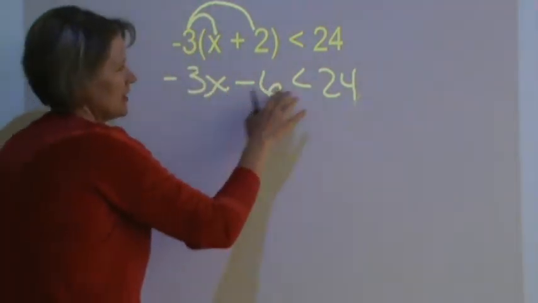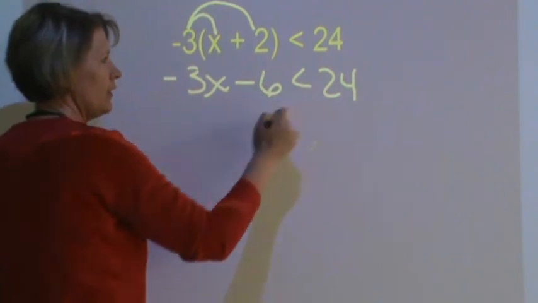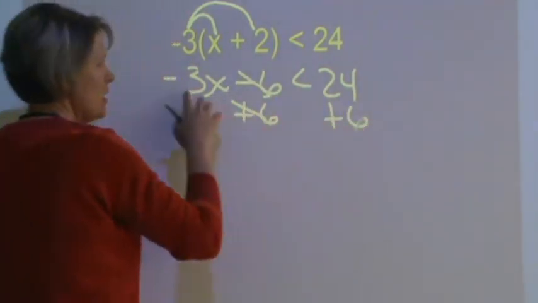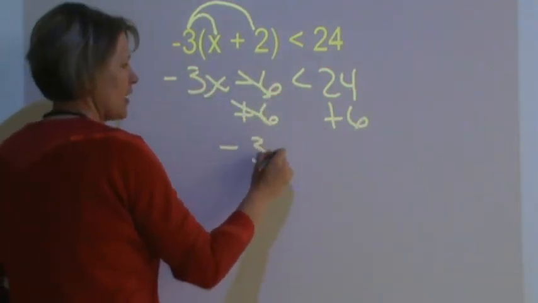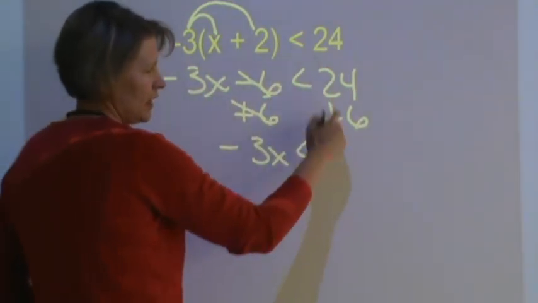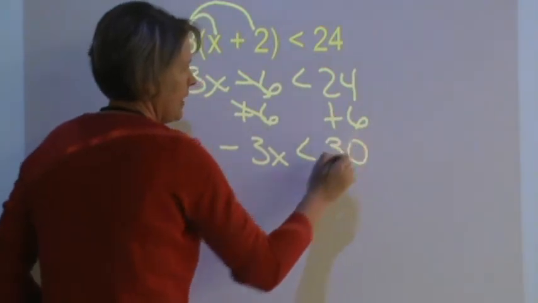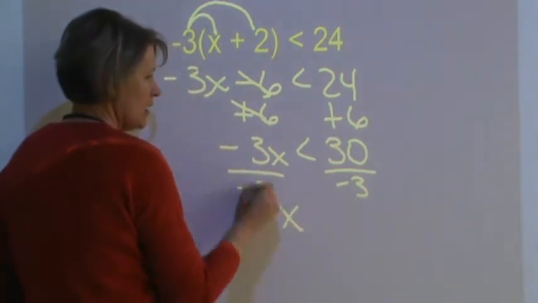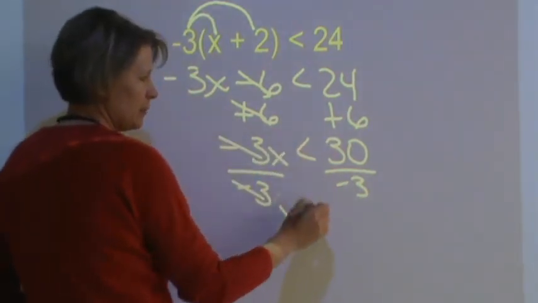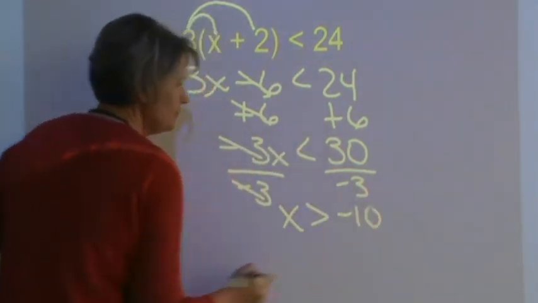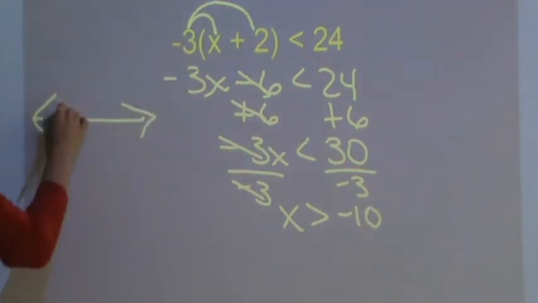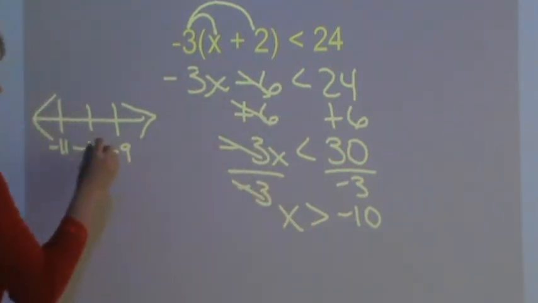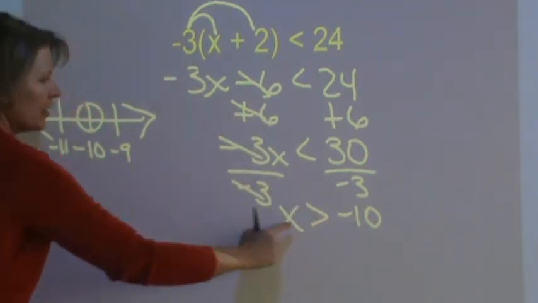All right, I have an x, I have a 6, and I have a 24. These two need to go together, so to move this over, I'm going to do the opposite. Make that 0. Negative 3x plus 0 is just negative 3x. I'm not messing with the sign, okay? So all I did was add. And lastly, I will divide by negative 3. Now because I divided by a negative, I got to flip the direction of this sign. Okay, so it's going to be open on negative 10, and we want everything greater.